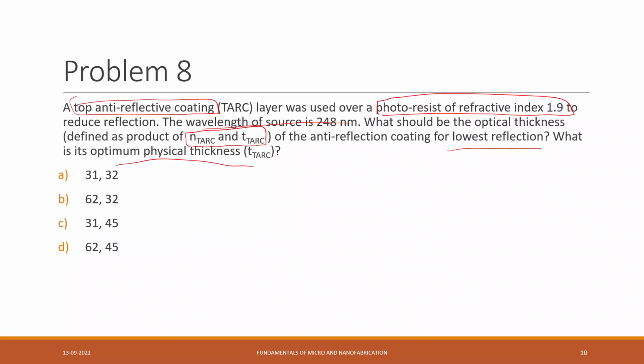So you can try. So essentially what is given is n of PR 1.9 and lambda 248. So you have to find n TARC and t TARC.